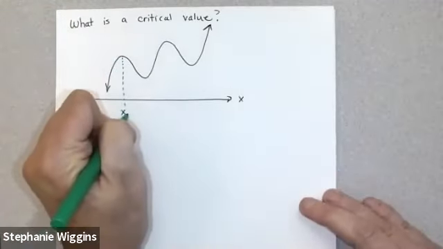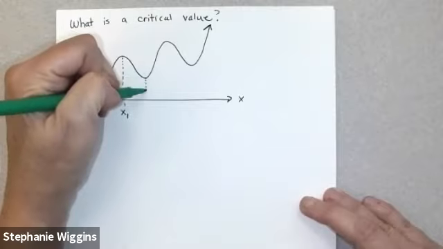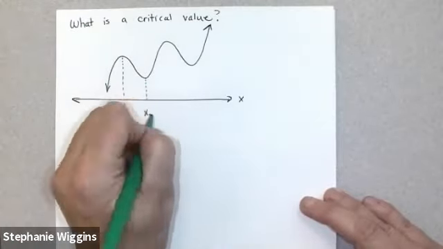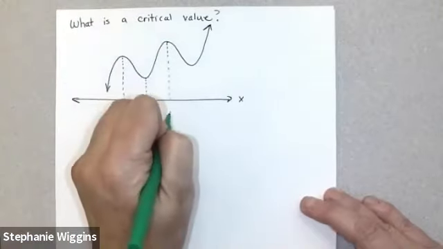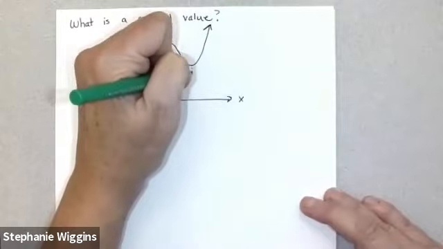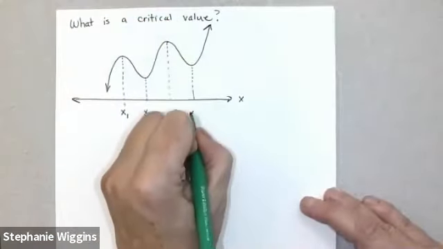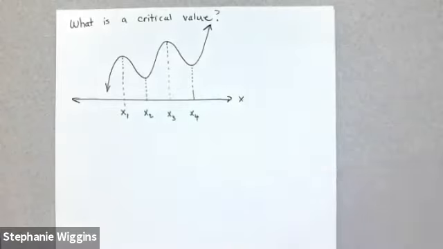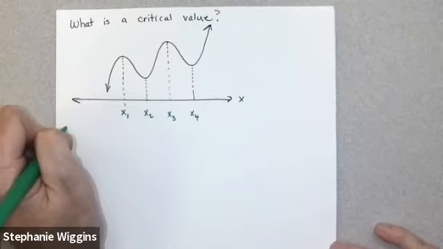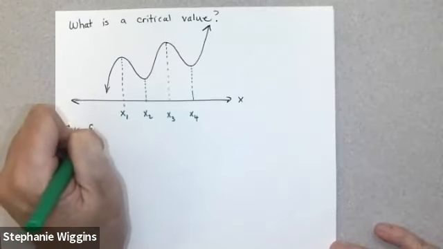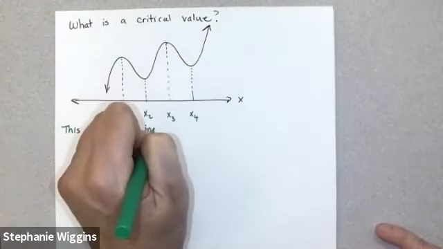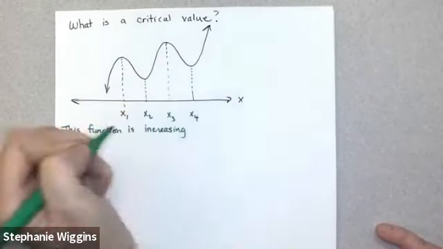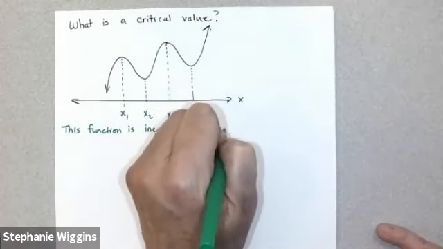And we'll call that x1. Here's another turning point, x2. And then here's another turning point, call that x3. And here's another one, x4. Okay, so on the interval, so this function is increasing on the intervals.